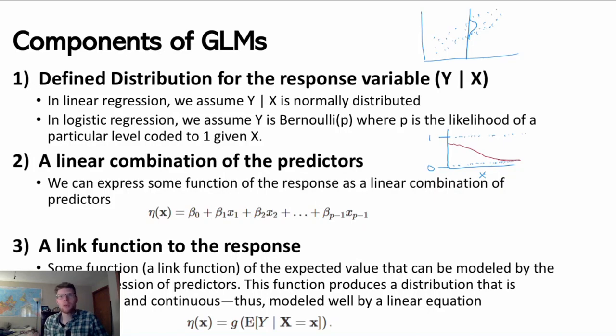So that's the first component of a GLM: that there is some defined distribution of y given x. Secondly, we can express some function of the response, and really, I think actually I should say some function of the expected value of y, just to be precise there.